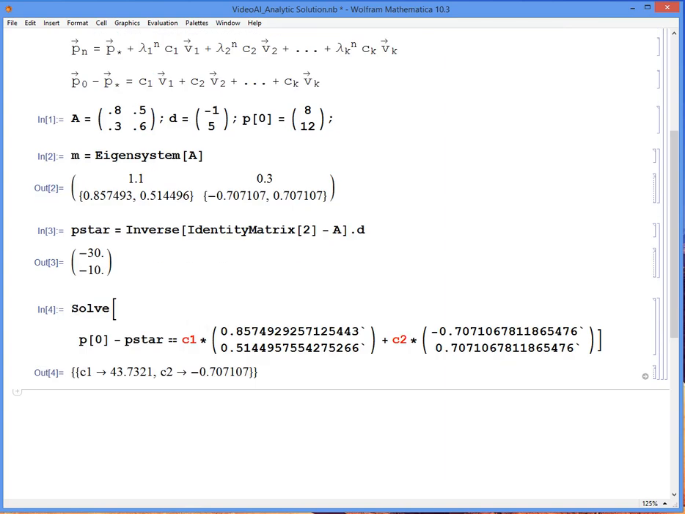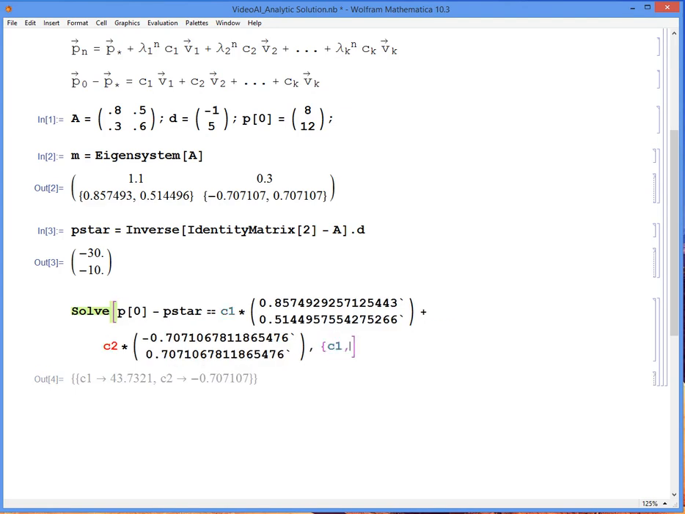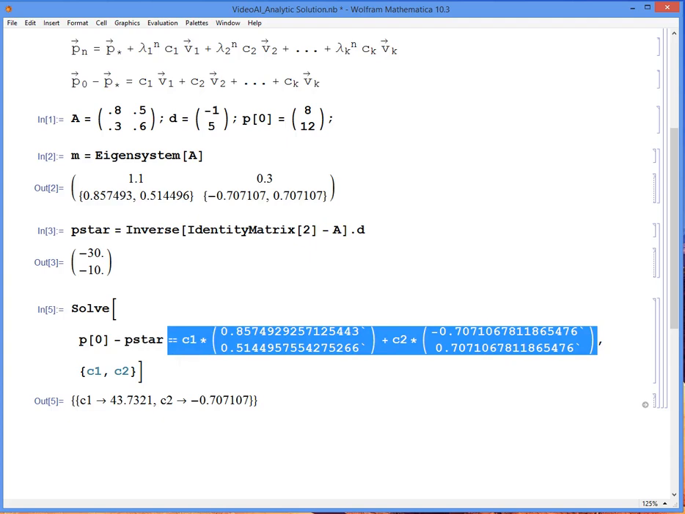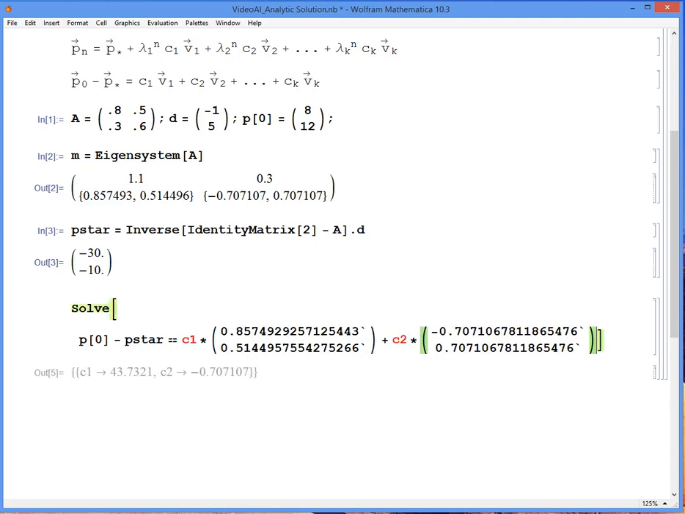for my constants. Some people will show you that you need to put a comma here and tell it mathematically you want to find C1 and C2. That's really not necessary since there's two equations and two unknowns. You don't need to do that, right? So we can delete this comma and that statement there. So now that we have our constants, now we just got to substitute all this information into the analytic solution.